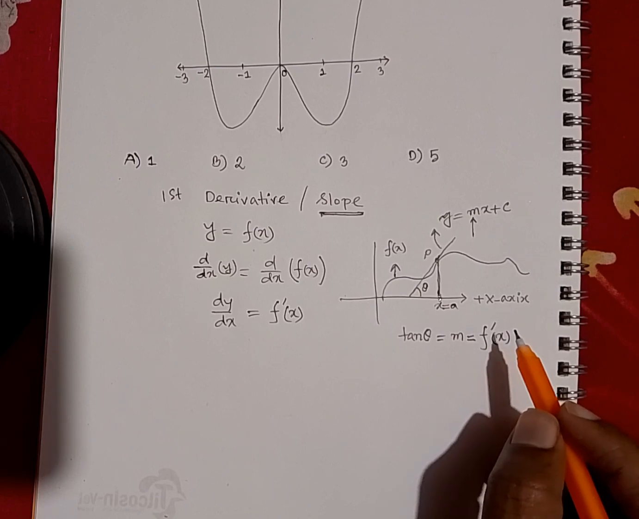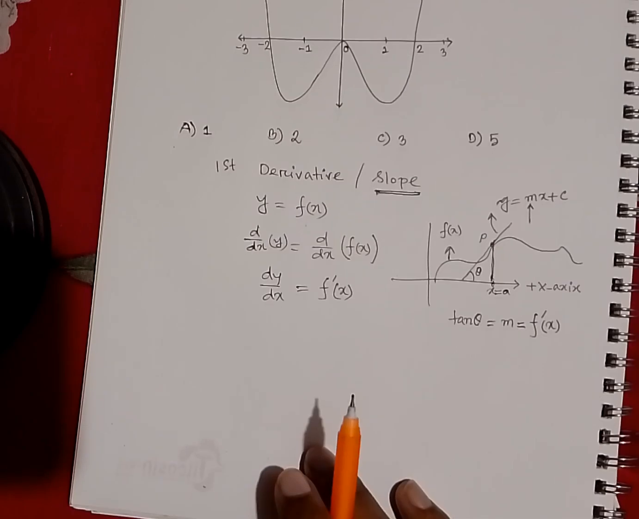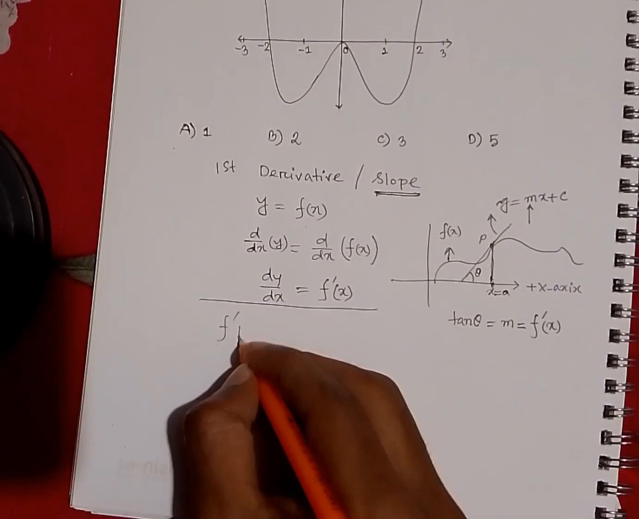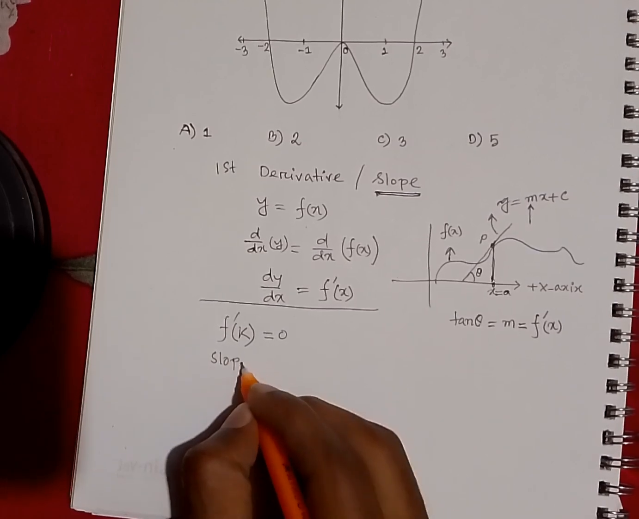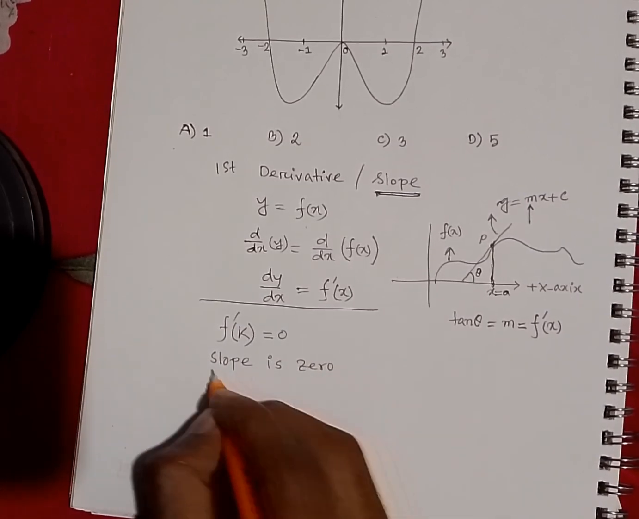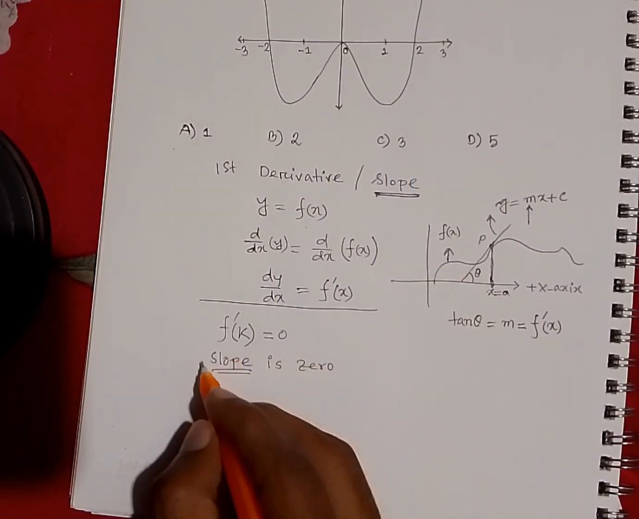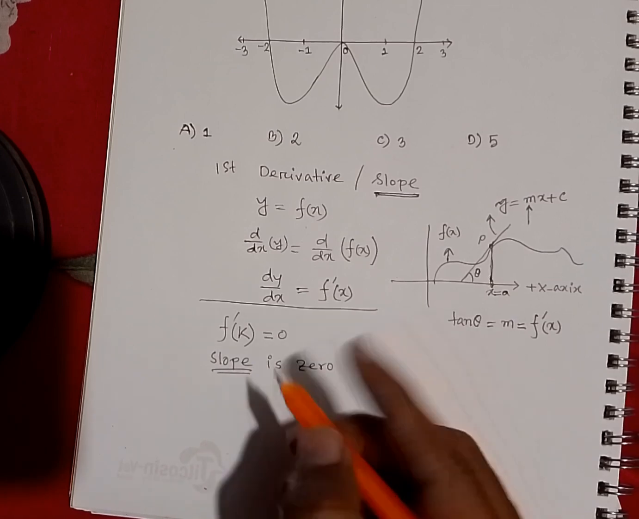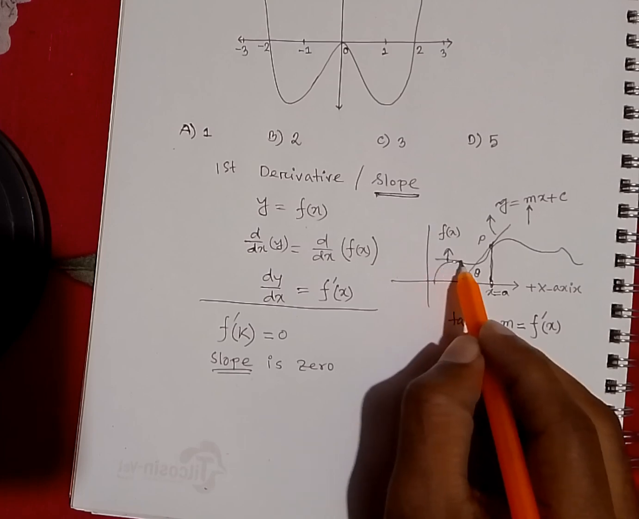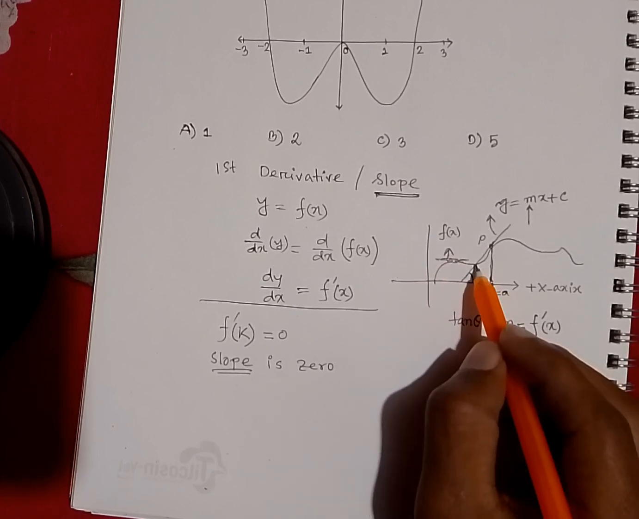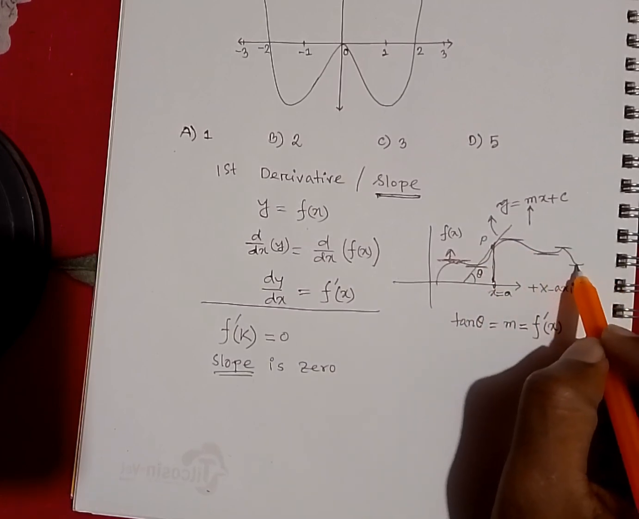Okay, now our question is f dash of k is equal to 0. What does it mean? F dash of k equals 0 means the slope is 0. Let's write this: the slope is 0. This is the tangent. So how many points will we get on the curve where the slope is 0? You can see this is a point, here slope is 0, then here slope is 0, then this is slope 0, here slope is 0, here slope is 0, and here slope is 0.